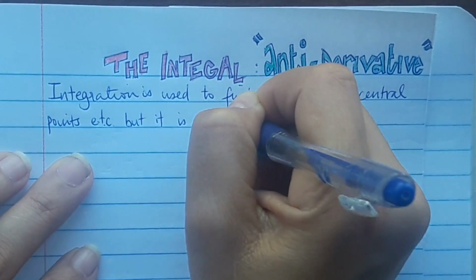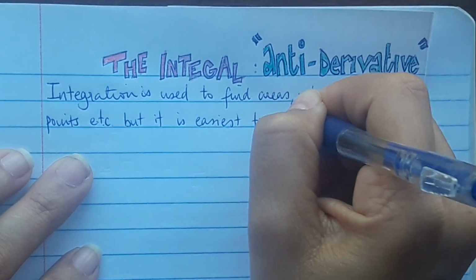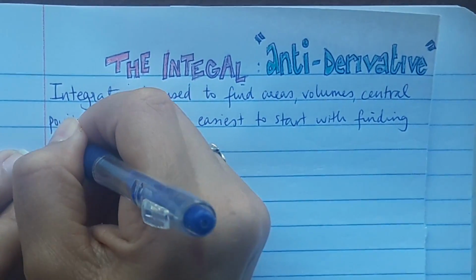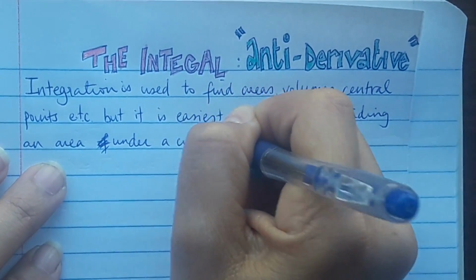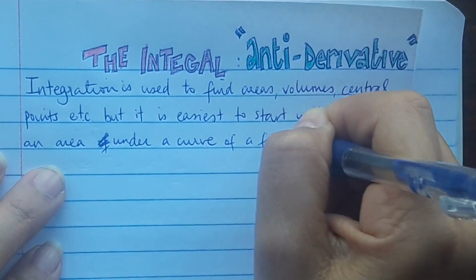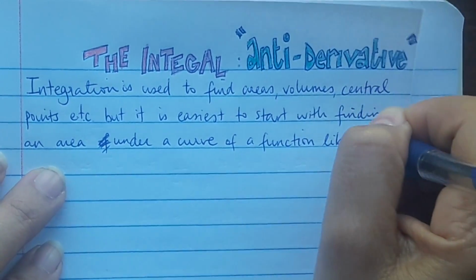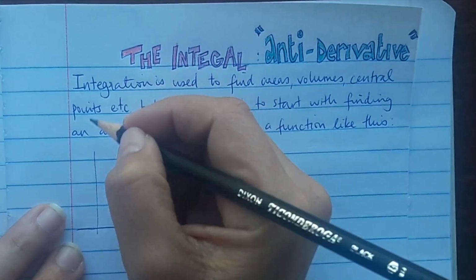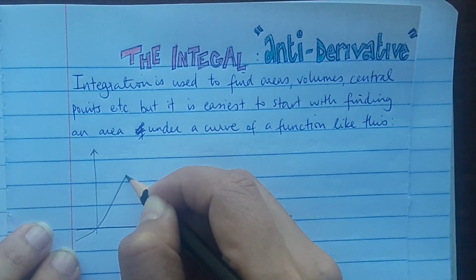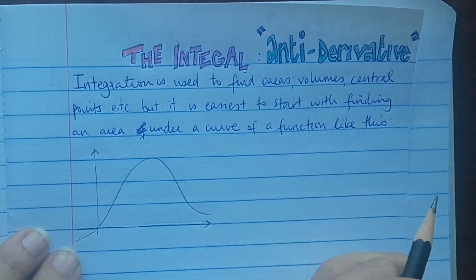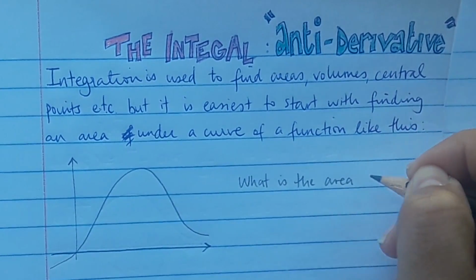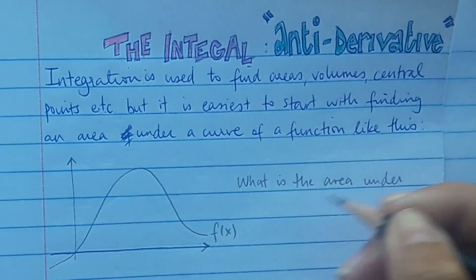But it is easiest to start with finding an area under the curve of a function that looks like this. Right, so we're just going to sketch a function. So let's say we have a function like this. Integration would be to find the area underneath that curve. So what is the area under f of x? So let's call it f of x.